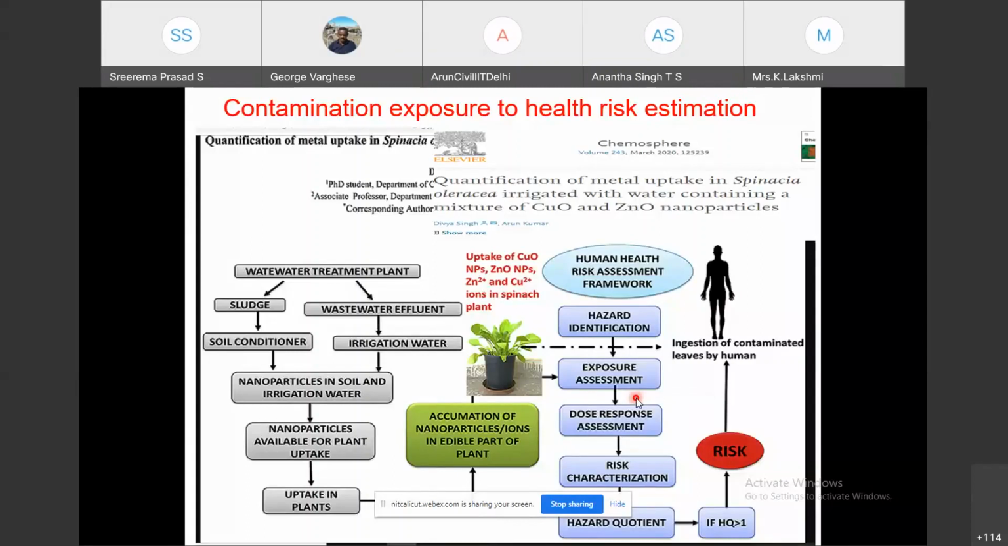Some earlier questions were missed out. Can I read it now? Please. One is, can nanoparticles be recycled? That was asked initially. Maybe I missed it at that time.